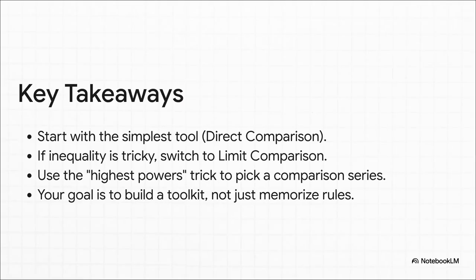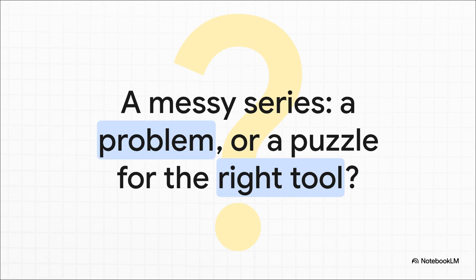So what's the big picture here? What do you really need to remember? 1, always try the simplest tool first. 2, if the inequality is weird or goes the wrong way, don't waste time, just switch gears to the limit comparison test. 3, always remember that highest powers trick for picking your series. And 4, and this is the most important part, the goal here isn't to just memorize a bunch of rules. It's about building a toolkit so you can walk up to any problem and know you have a way to tackle it.